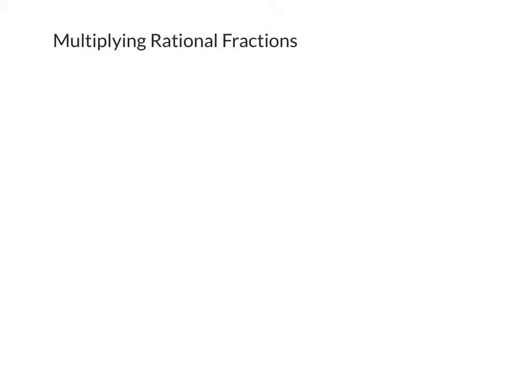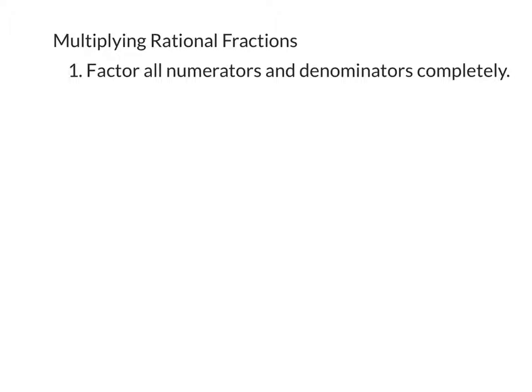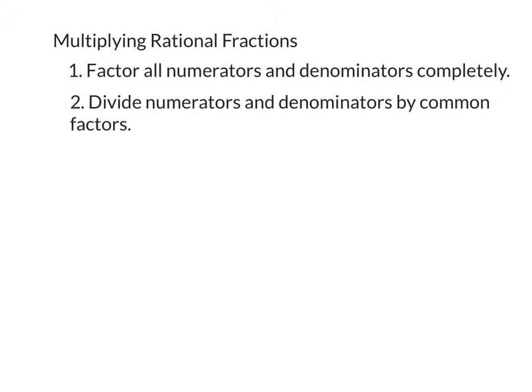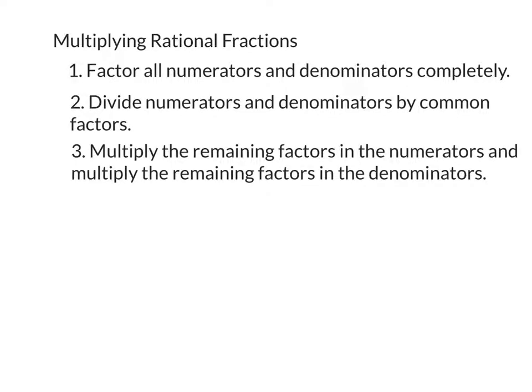Now we're going to talk about multiplying rational fractions. There are 3 steps that you need to follow when multiplying rational fractions. First, factor all numerators and denominators completely. Second, divide numerators and denominators by common factors. And last, multiply the remaining factors in the numerators and multiply the remaining factors in the denominators. So let's look at an example.